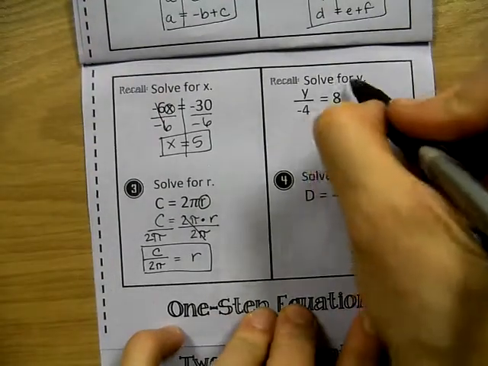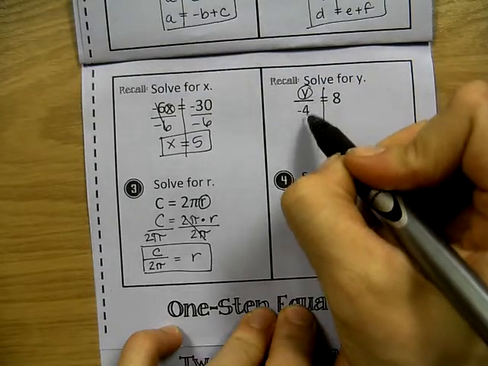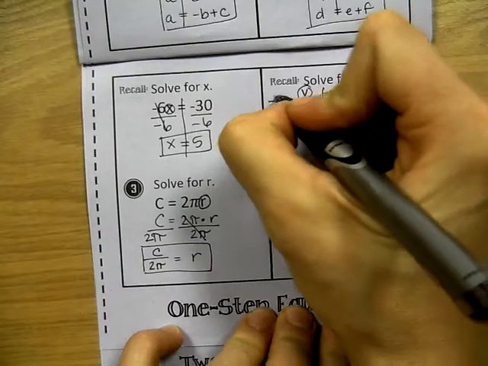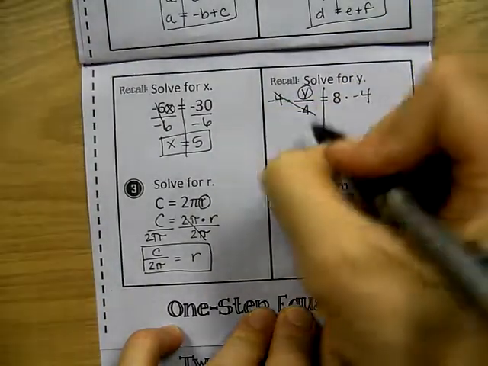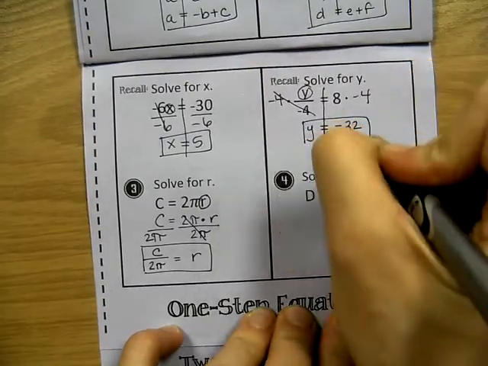If we look up here, if I'm solving for y, means I need to get y by itself. Well, right now it's y divided by negative 4. So I'm going to do the inverse of dividing by negative 4 and multiply both sides by negative 4. Negative 4 divided by negative 4 is 1, so I'm just left with y equals negative 32.